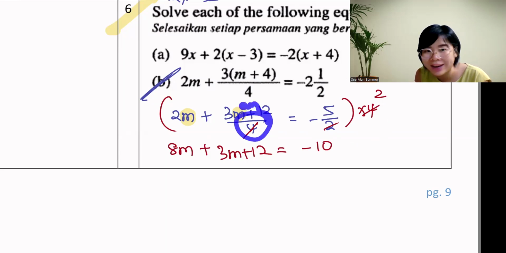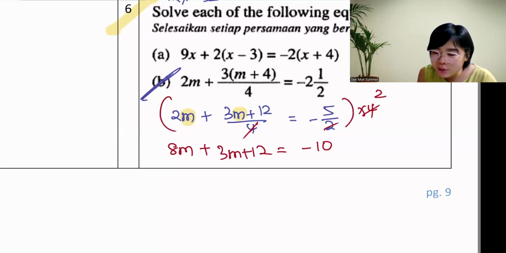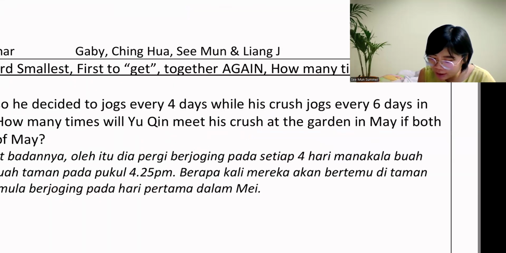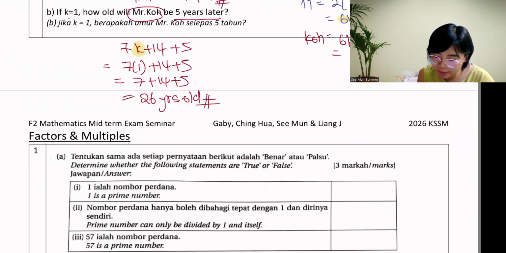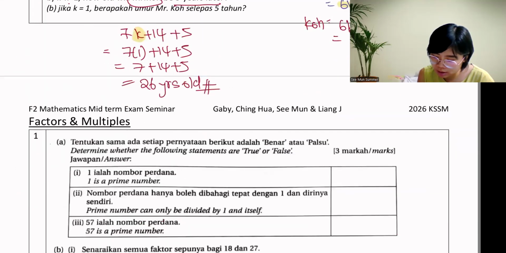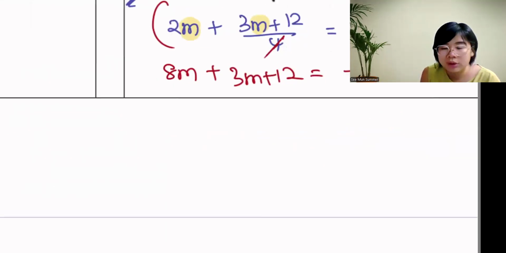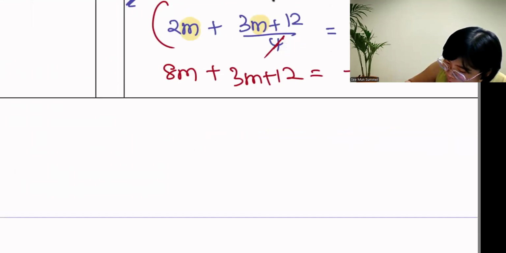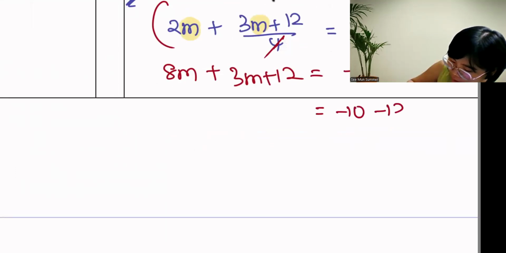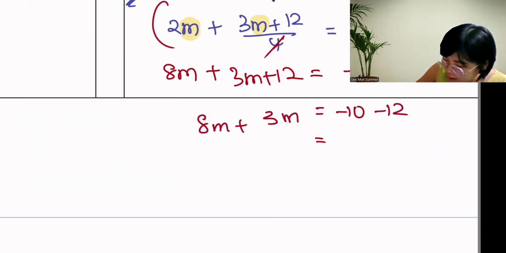Who doesn't understand, raise your hand. So far, so good. Now continue. So now, who is my main character? M, right? So I keep m. The others that are not the main character, I throw away. So negative 10, negative 12. So I have 8m plus 3m. Correct? So add together, 11m. So negative 10 minus 12 is negative 22.